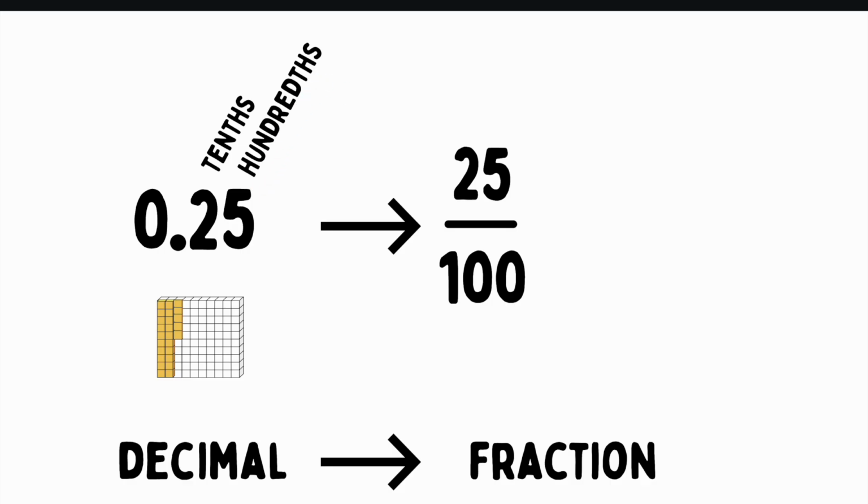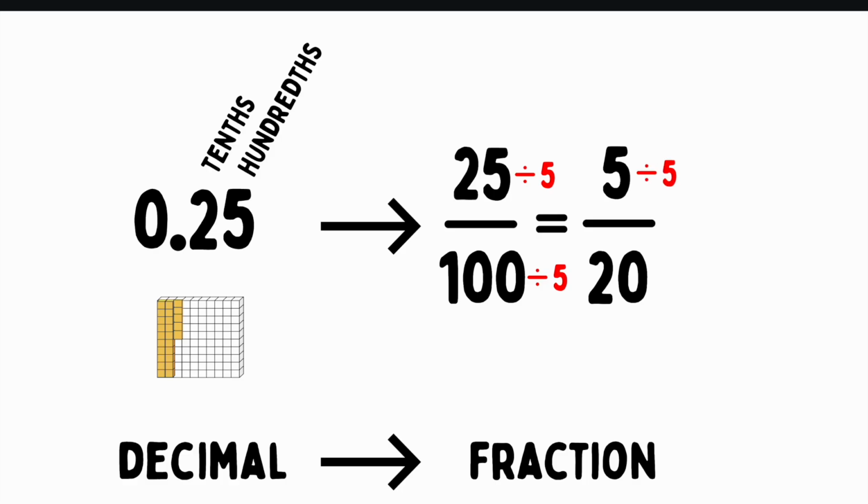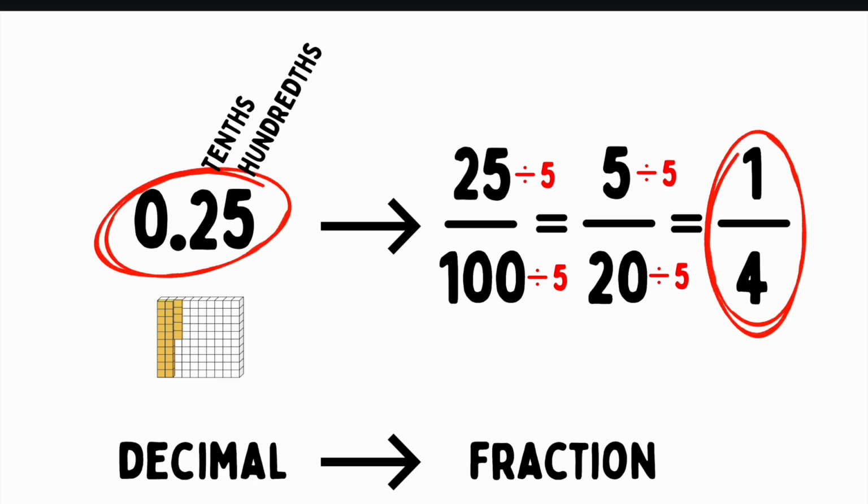We notice that we can simplify 25 over 100. We notice that we can divide by 5 for the numerator and the denominator. 25 divided by 5 is 5, and 100 divided by 5 is 20. We notice that we can simplify even further. We can divide the numerator by 5 and the denominator by 5. 5 divided by 5 is 1. 20 divided by 5 is 4, 1/4. That means that 25 hundredths as a fraction is 1/4.